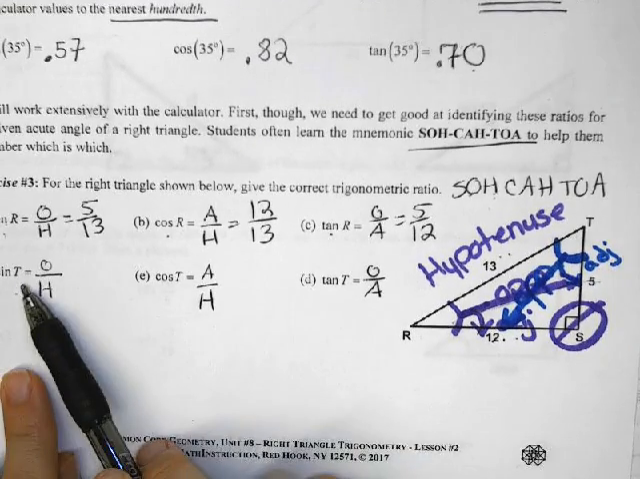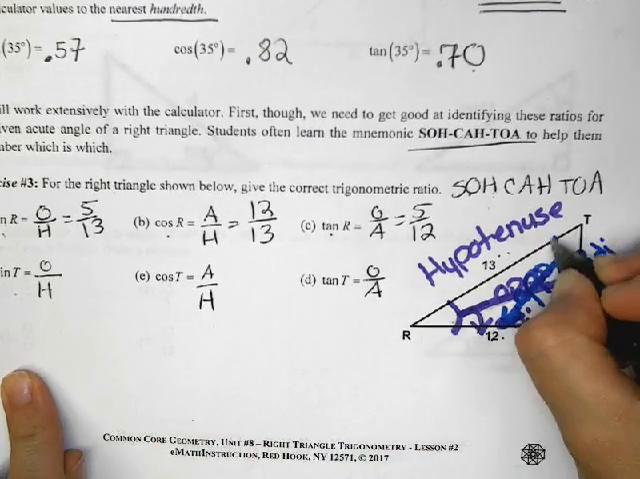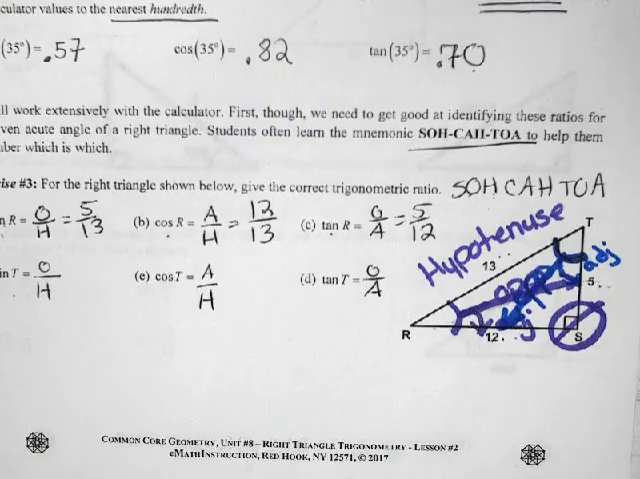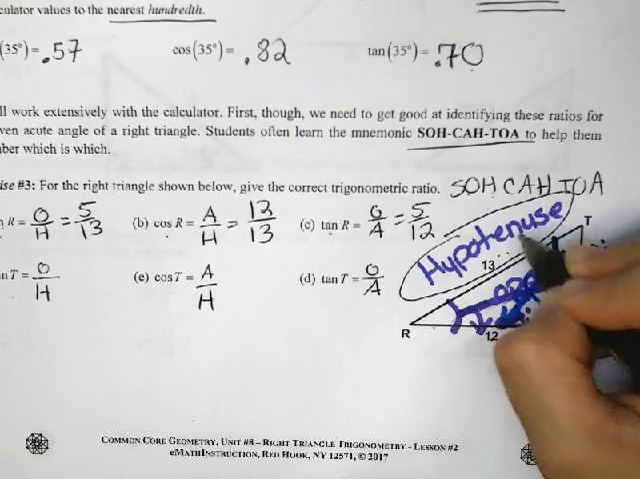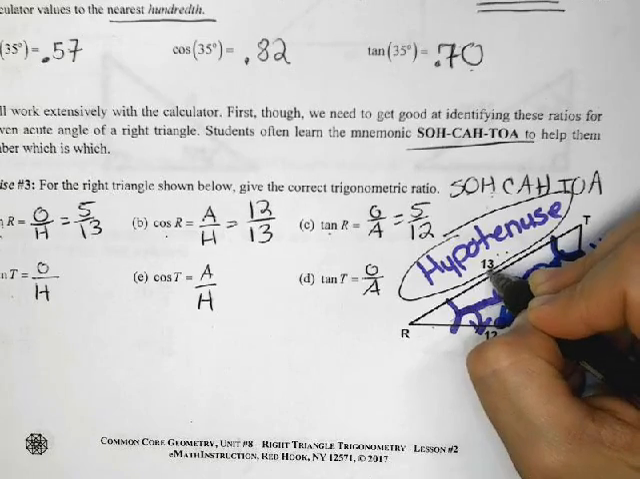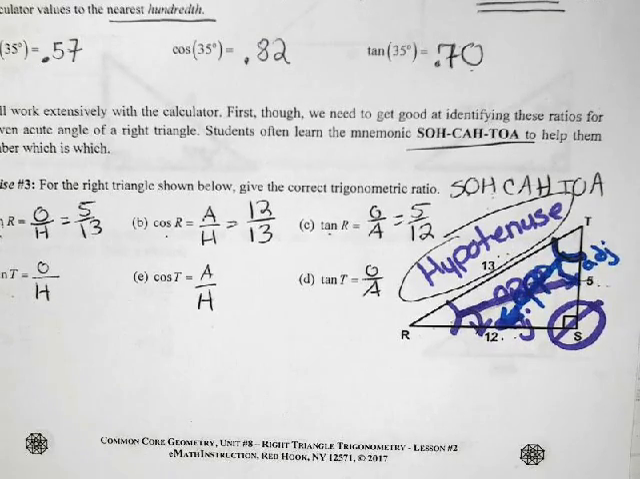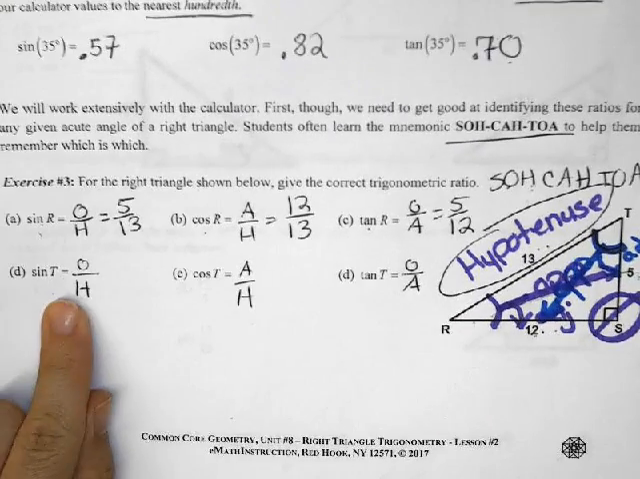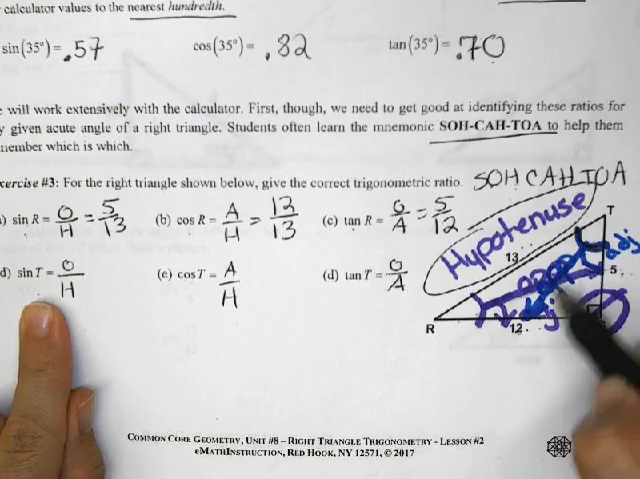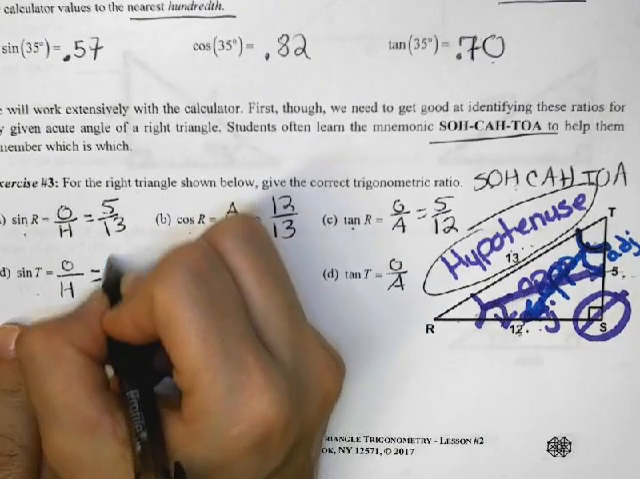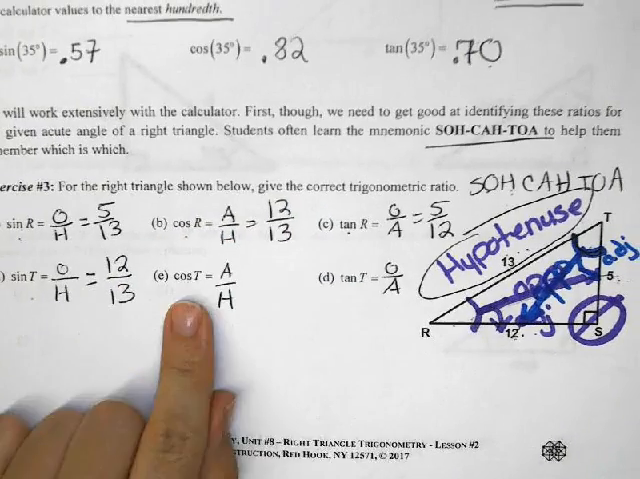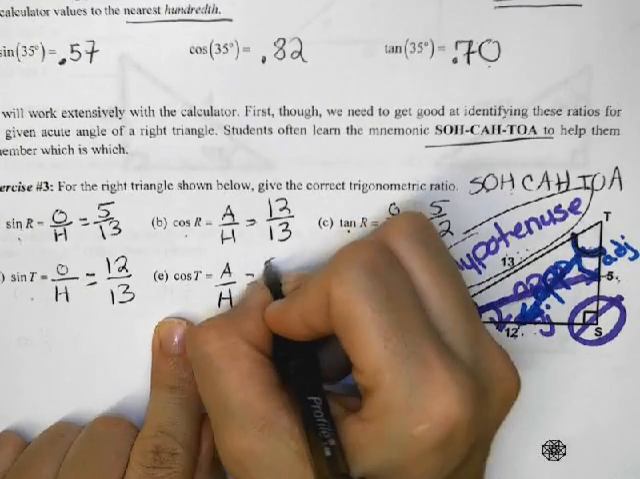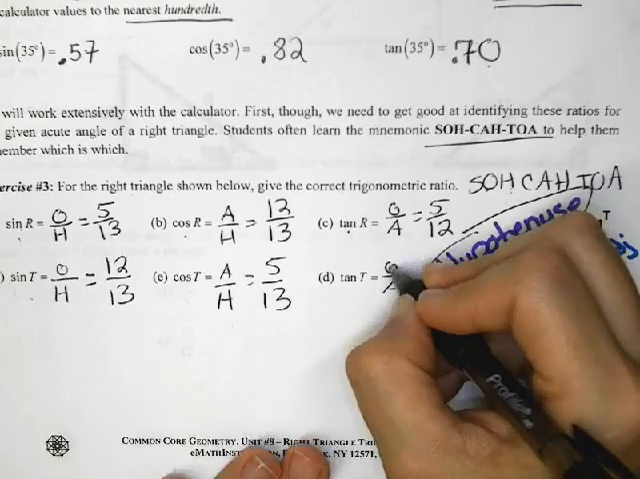We jumped up to angle T. So I drew angle T in blue, but this is no longer the opposite. That was the opposite of R. Once I label that, that's always the hypotenuse. No matter what angle I'm talking about, that one will always be the hypotenuse. So now 12 is the opposite and 5 is the adjacent. Okay, so what is sine of T then? 12, the opposite, over 13, the hypotenuse. Okay, what's cosine? Adjacent over hypotenuse, yep. 5 over 13. And tangent.